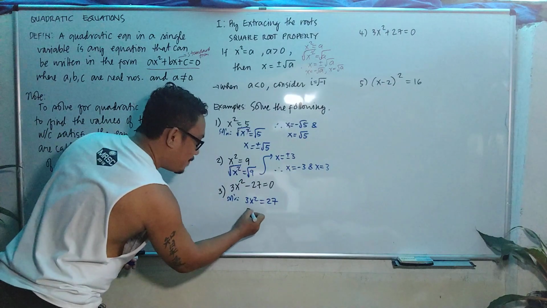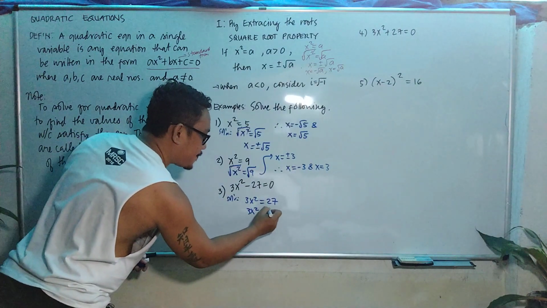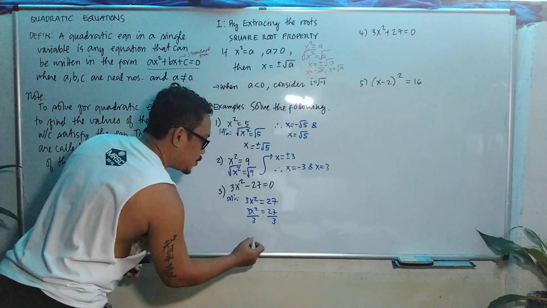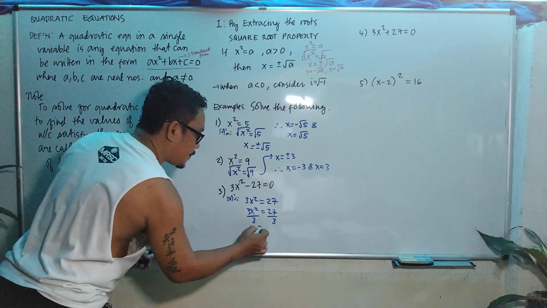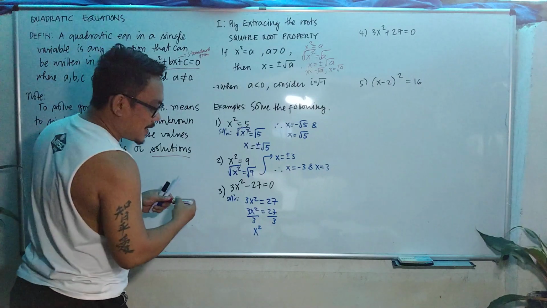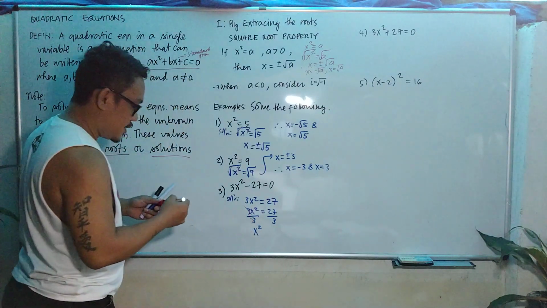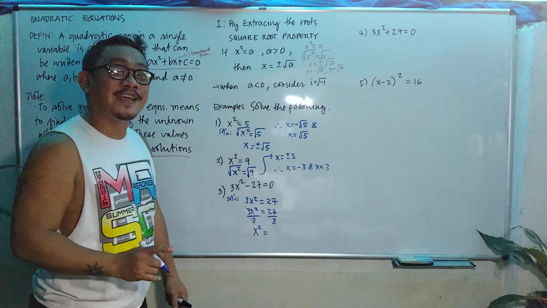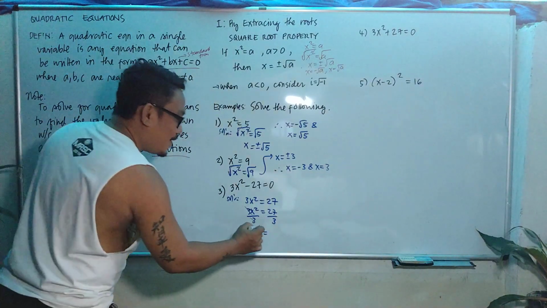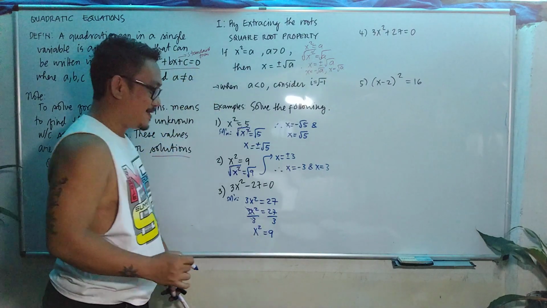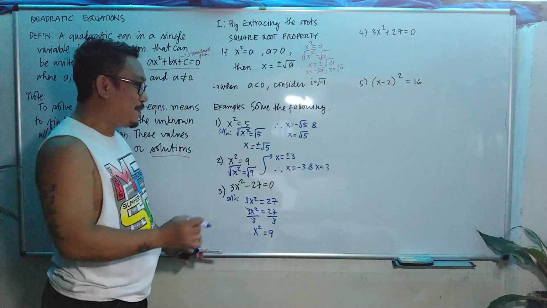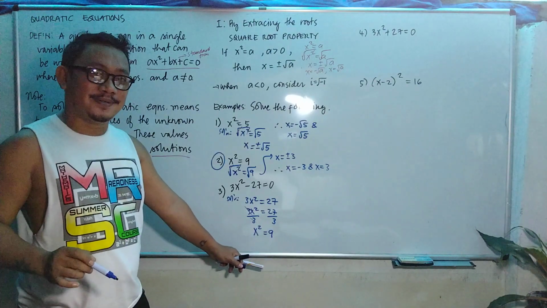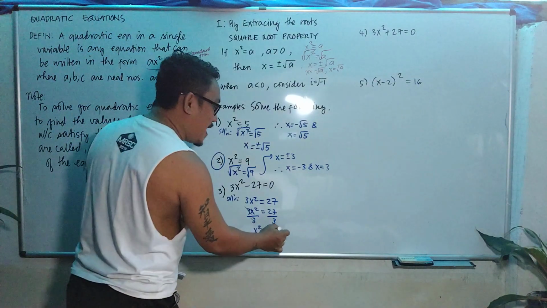Okay? So, i-divide natong sila 3 both sides, para x squared na ang mabilin sa left side. So, you have x squared. Makancel na to si 3. So, is equal to, what is 27 divided by 3? We have, of course, 9. Now, x squared is equal to 9.